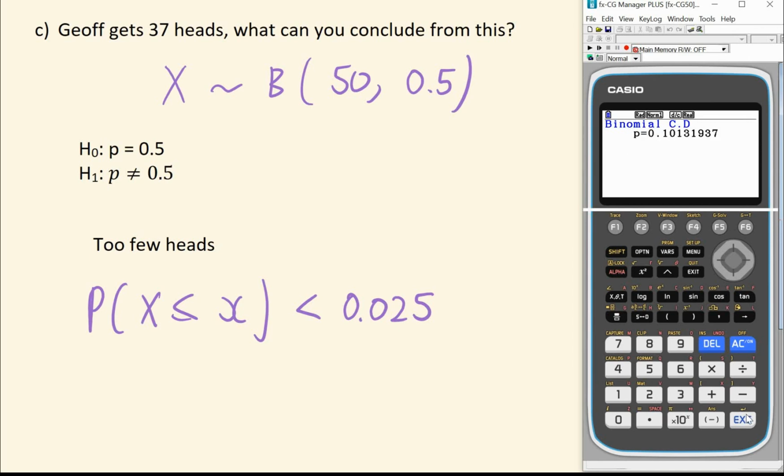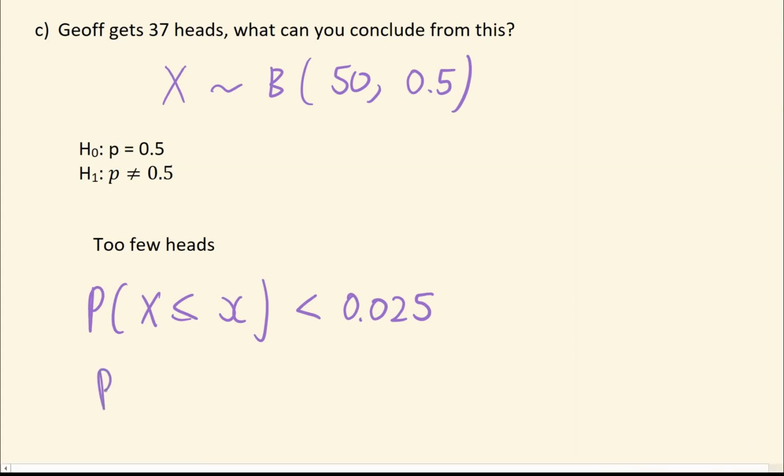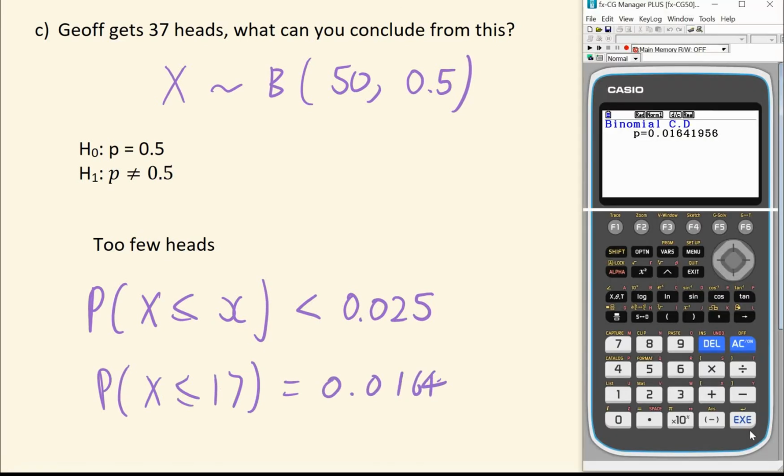That's not enough. That is 10%, and I wanted 2.5%. So let's say the uppermost it can be is 18. Nearly. That's 3.2%. 17. There we go. So let's copy that down: 0.0164. So the probability that I got 17 or less was 0.0164. So that's our first half done.